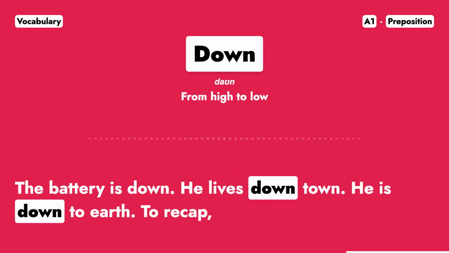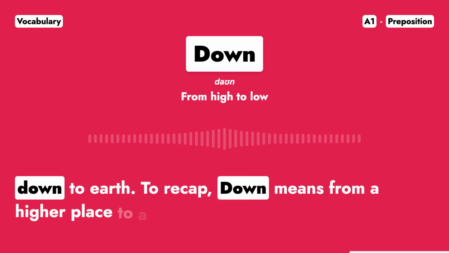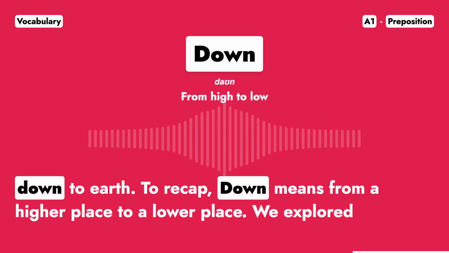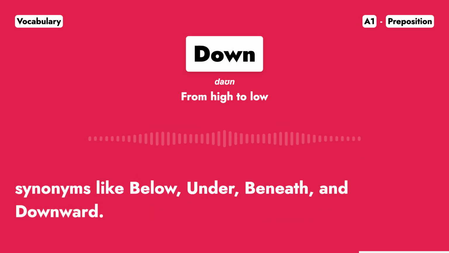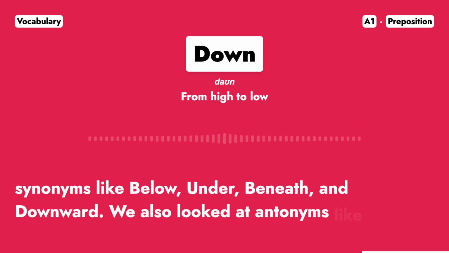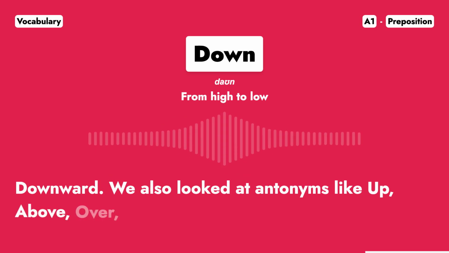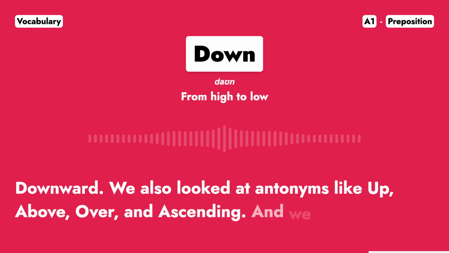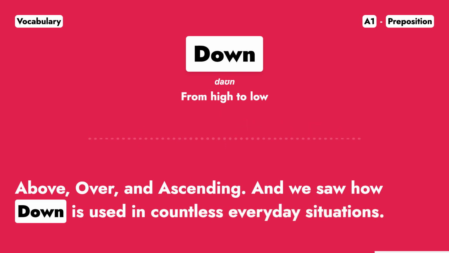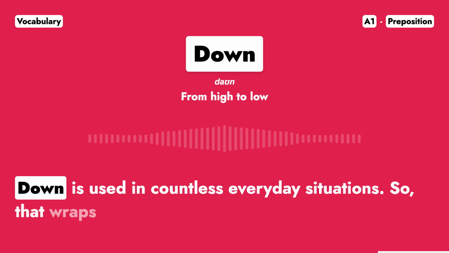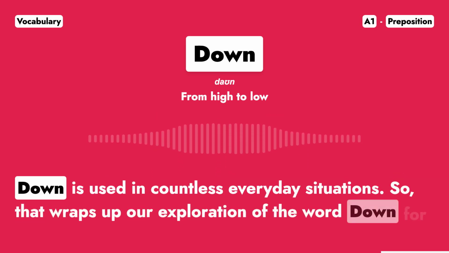To recap, down means from a higher place to a lower place. We explored synonyms like below, under, beneath, and downward. We also looked at antonyms like up, above, over, and ascending. And we saw how down is used in countless everyday situations. So, that wraps up our exploration of the word down for today.